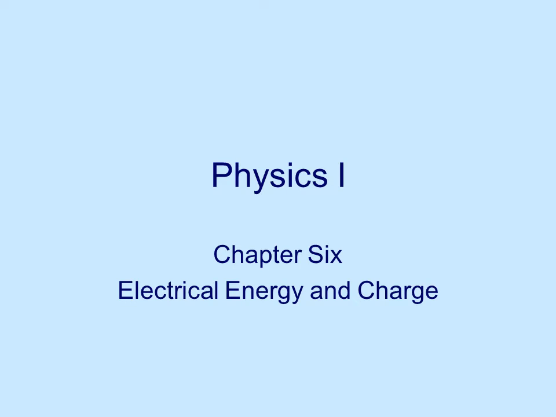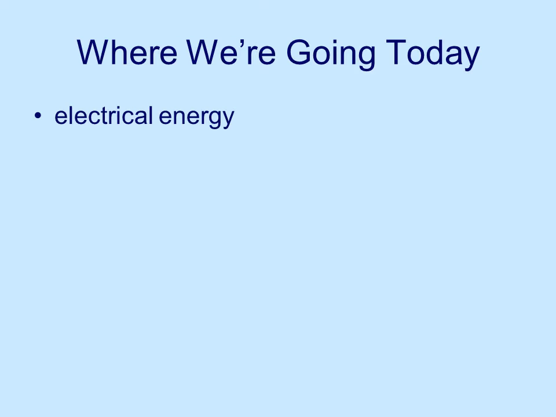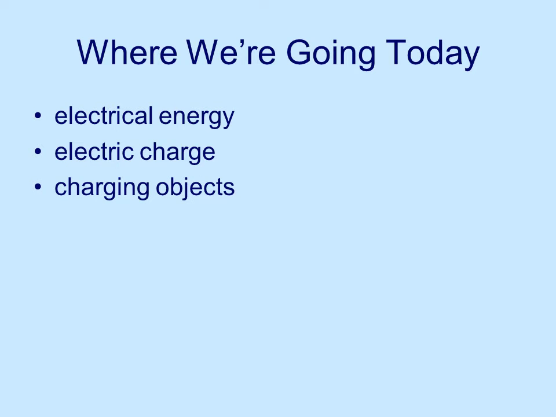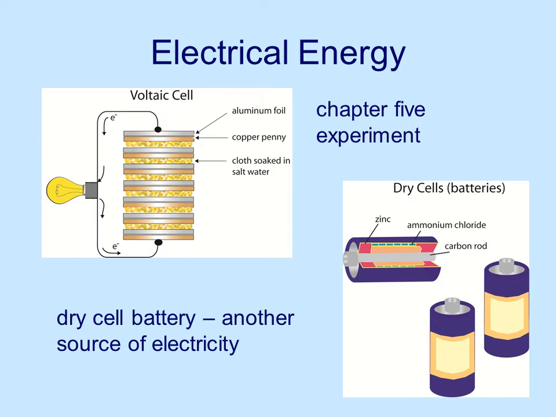Hello, today we want to talk about Chapter 6 in your Physics 1 textbook entitled Electrical Energy and Charge. We're going to talk about electrical energy, talk about the idea of electric charge, and then we're going to talk a little bit about charging objects, which could be kind of fun, the idea of electric force. So here we go. Electrical energy can be created by many means.